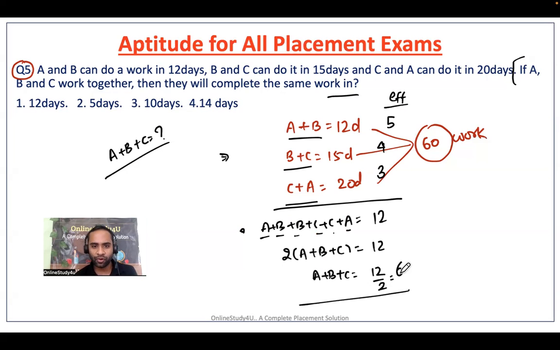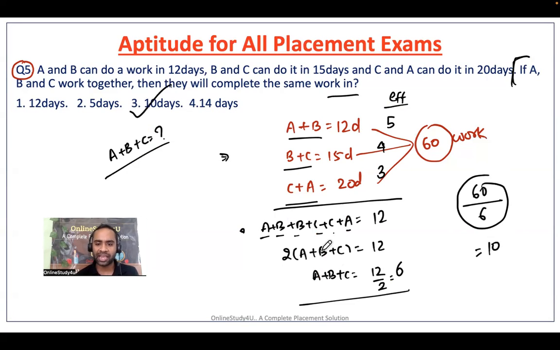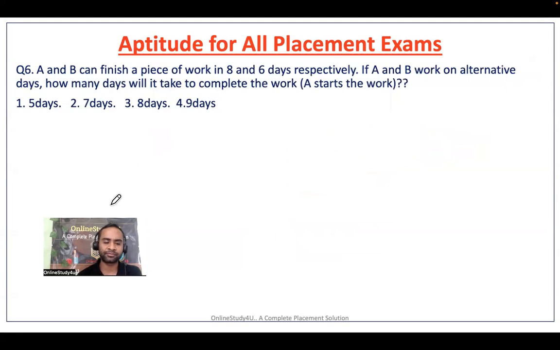Now see, in the question, whatever they are asking, we need the efficiency for them. Now, total work is 60. And who has to complete it? A plus B plus C. That means divide by 6. So they will be taking 10 days. Because A plus B plus C together can do 6 work in a day. Total work is 60. So 60 by 6 is nothing but 10.